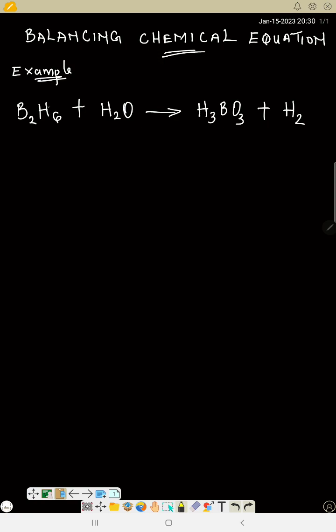Now let's start with the highest atom. So now, how many boron do you have here? 2. How many boron do you have here? 1. So how can I balance it? I'll just put 2 here, so the boron will be balanced. Now it's remaining hydrogen and oxygen, and I said balance hydrogen first before oxygen. Always balance hydrogen first before oxygen.